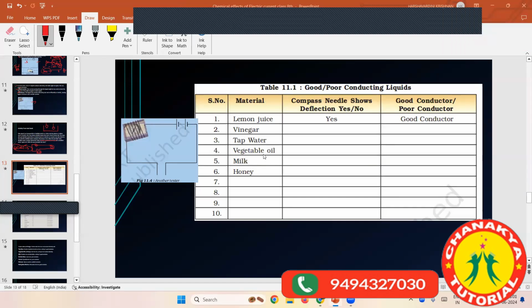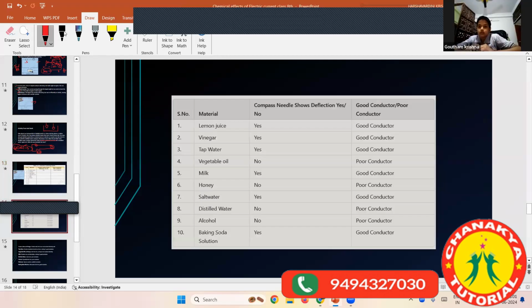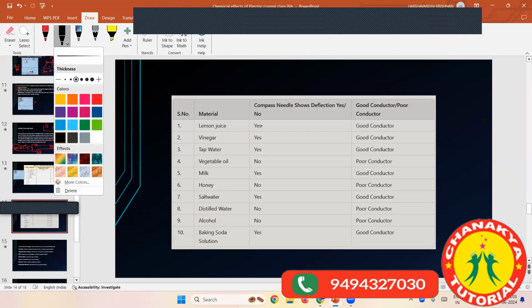Okay. Everybody got the same answer? Yes, ma'am. So lemon juice is a good conductor. Vinegar is also a good conductor. So the needle will show the deflection. Tap water is also a conductor. Vegetable oil will not.